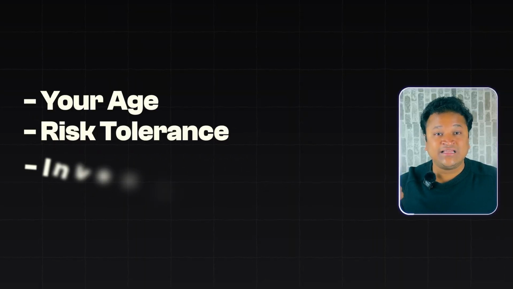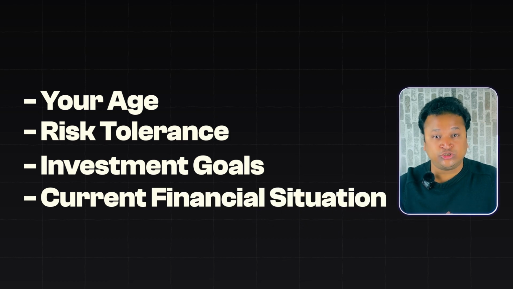However, you should not blindly follow this rule. Your asset allocation should depend on 4 critical factors: your age, risk tolerance, investment goals, and the current financial situation. Let us examine each of these factors individually.